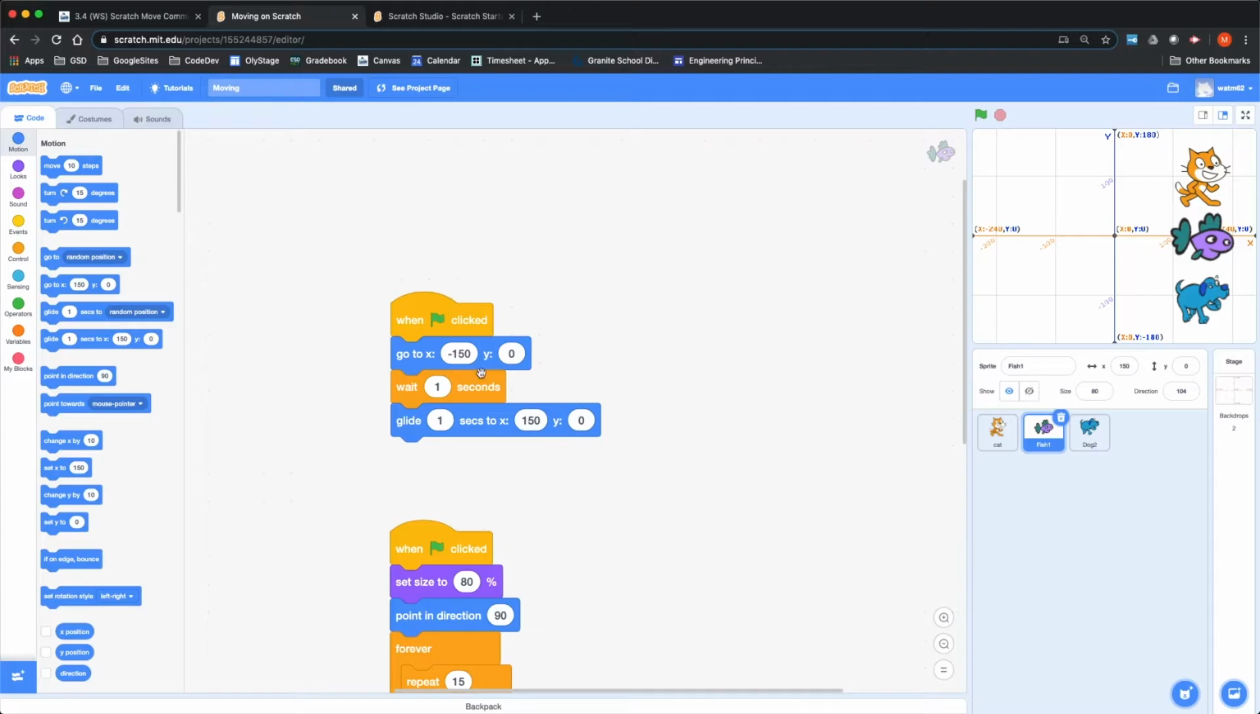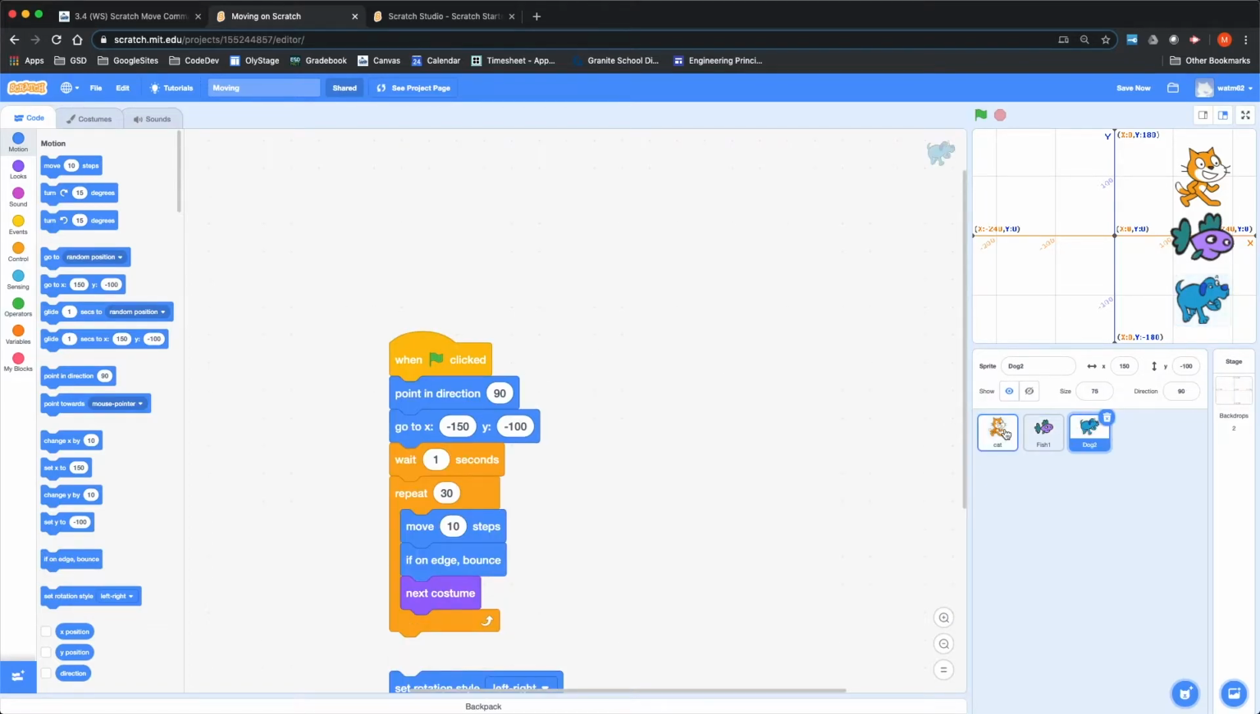Now, if the target and the starting place are the same, you won't see any motion. If I just pull this out, it's gliding for a second, but it didn't get anywhere. So make sure that you set a starting position before you ever use a glide command. Okay.